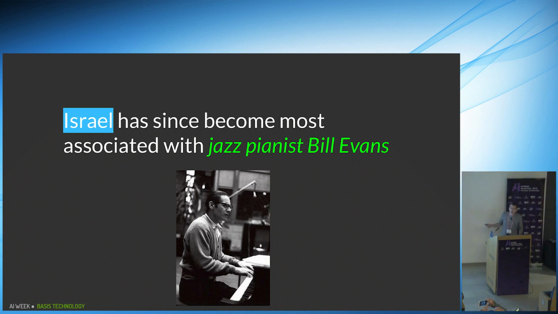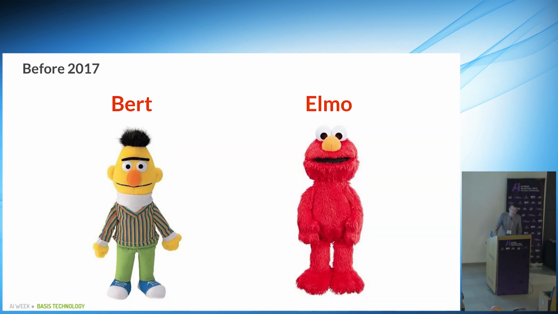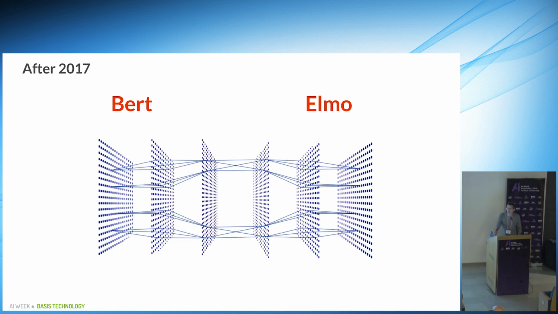Another example: before 2017, if you would say BERT and Elmo, probably you're referring to these guys from Sesame Street. But after, probably you're referring to these autoregressive language models that people use these days to solve almost every problem. And we'll get back to at least one of them. So here we add the time dimension to help us resolve these kinds of ambiguities.